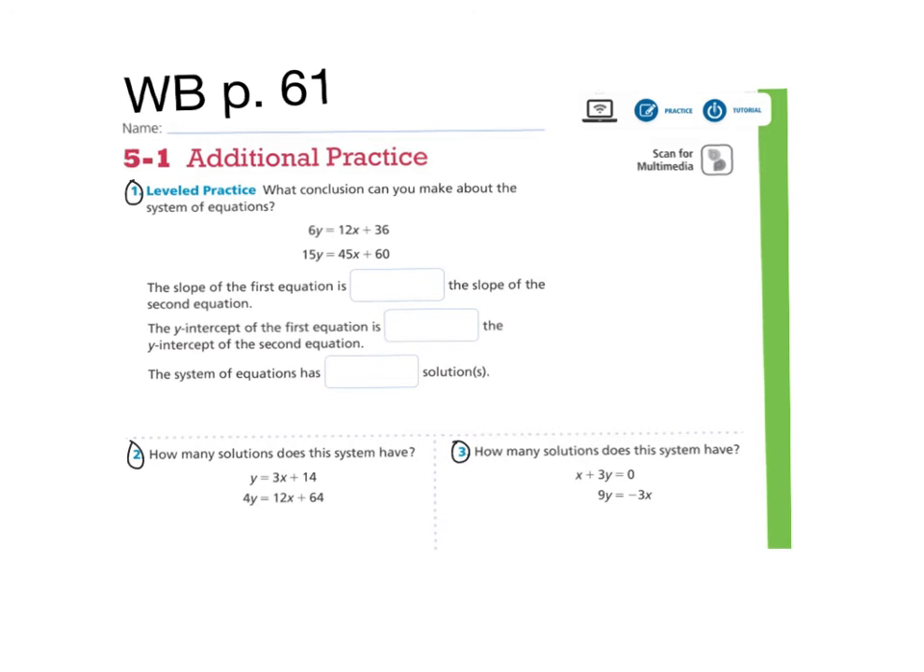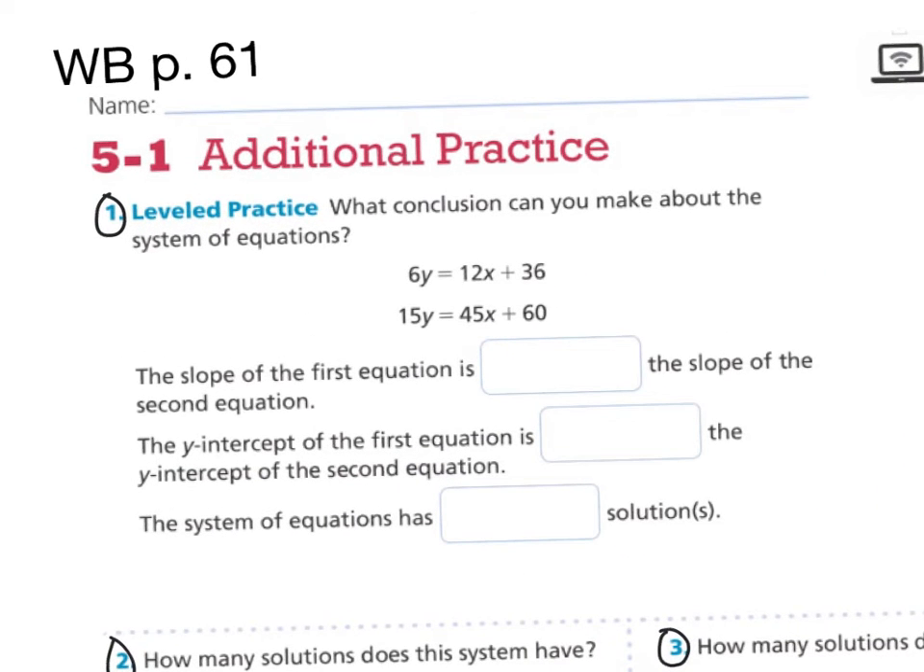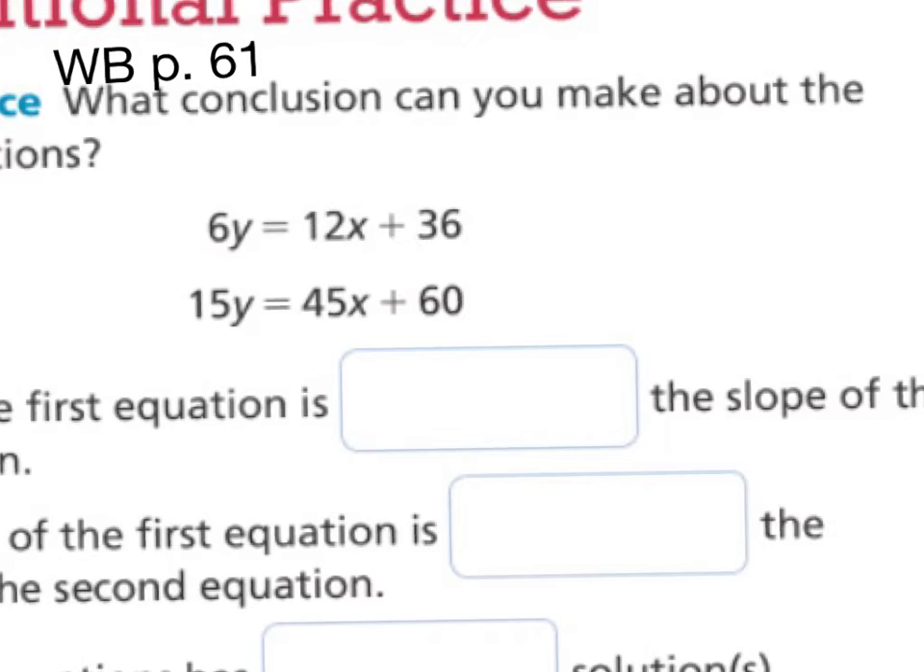We'll look at some problems in your workbook. So workbook page 61, we're going to be looking at these first 3 questions. So starting with number 1, what conclusion can you make about this system of equations? The first thing they're asking about is how the slopes compare to each other.